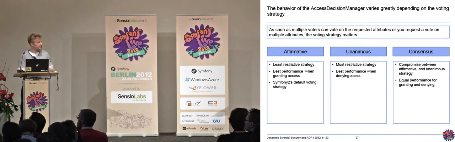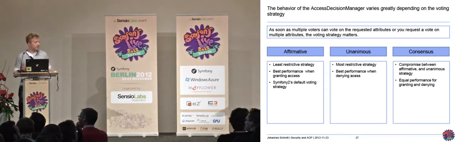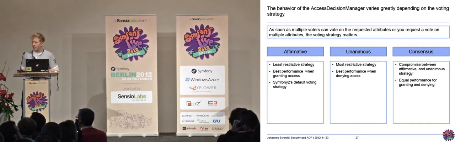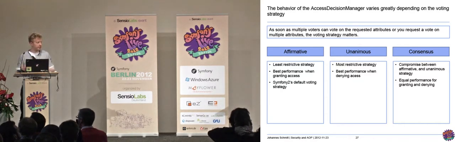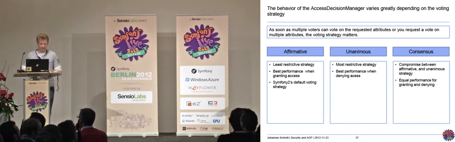And there we have three different strategies. Basically, we have a voting system. So this is like in a parliament: the voter asks who thinks that the action is allowed, and then the different voters cast their vote, and the access decision manager then counts these votes and makes a certain decision. By default, we use the affirmative strategy, which is basically the least restrictive strategy. As soon as one voter says access is allowed, then the affirmative strategy says access allowed, and it also does not check any additional voters anymore.